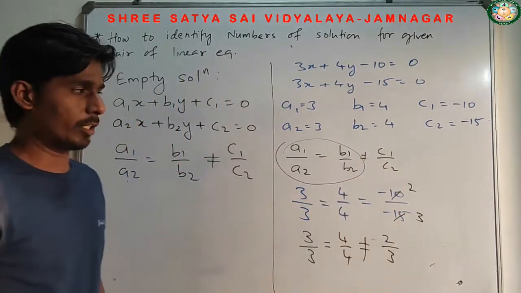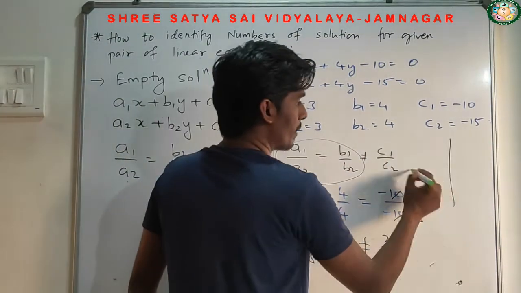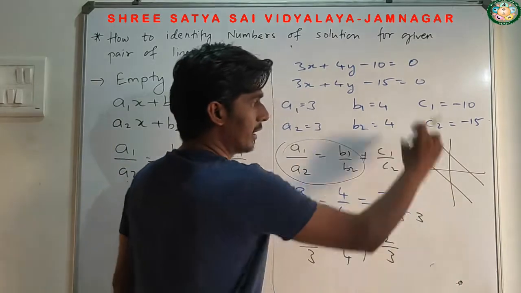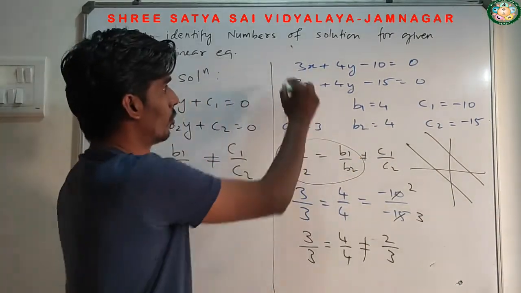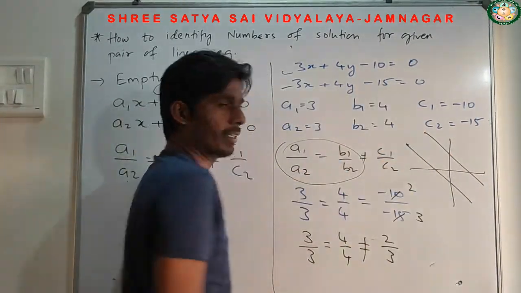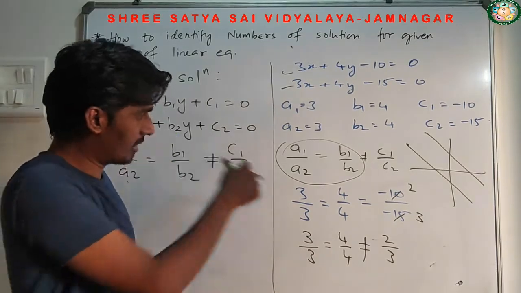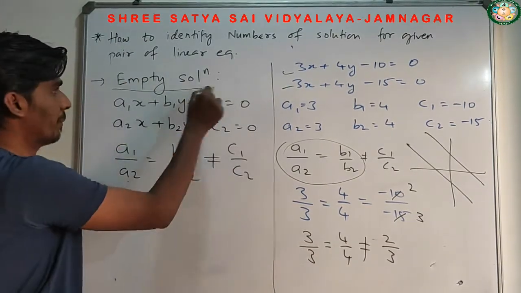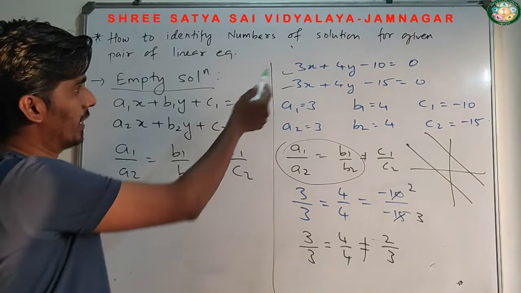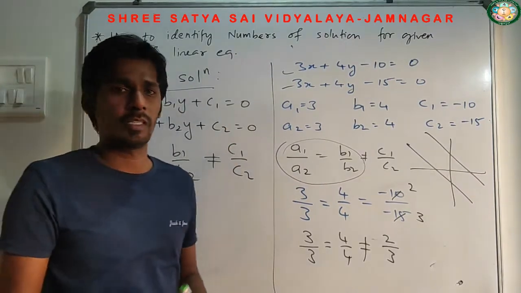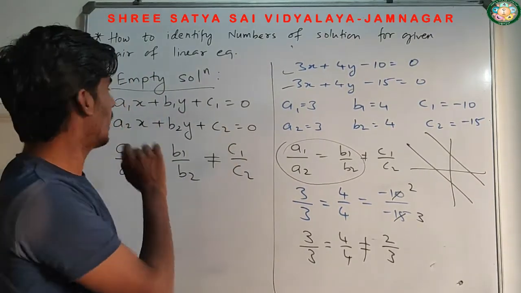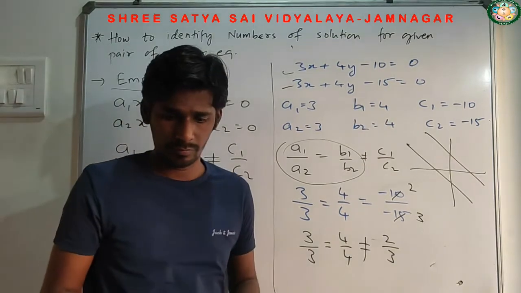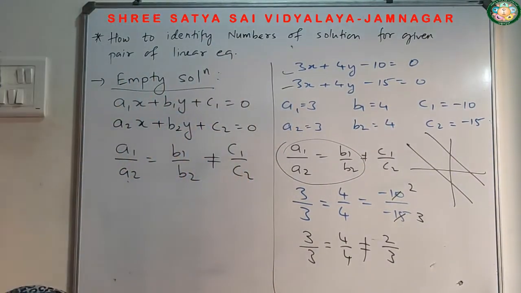c1 upon c2. And its graph is always what? Parallel to each other. The lines drawn for these two equations will always be what? Parallel. So this is the way we can solve any empty solution, or from the equation it is possible to know whether there is empty solution or not.